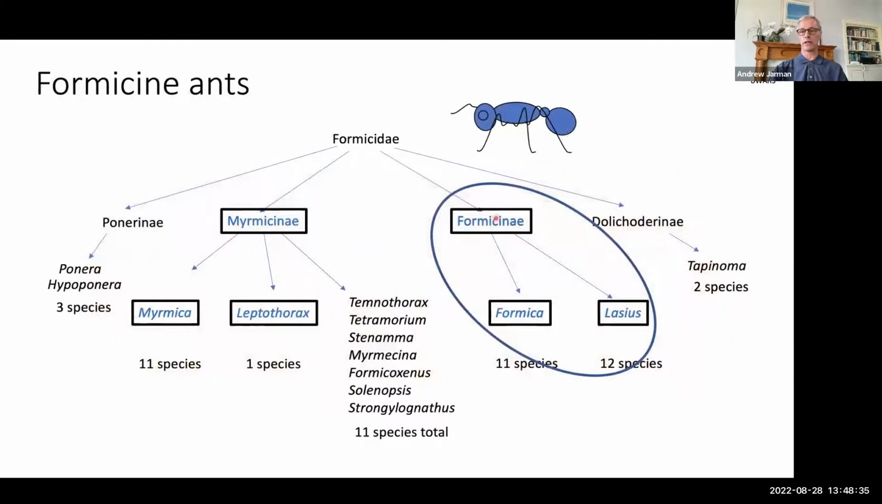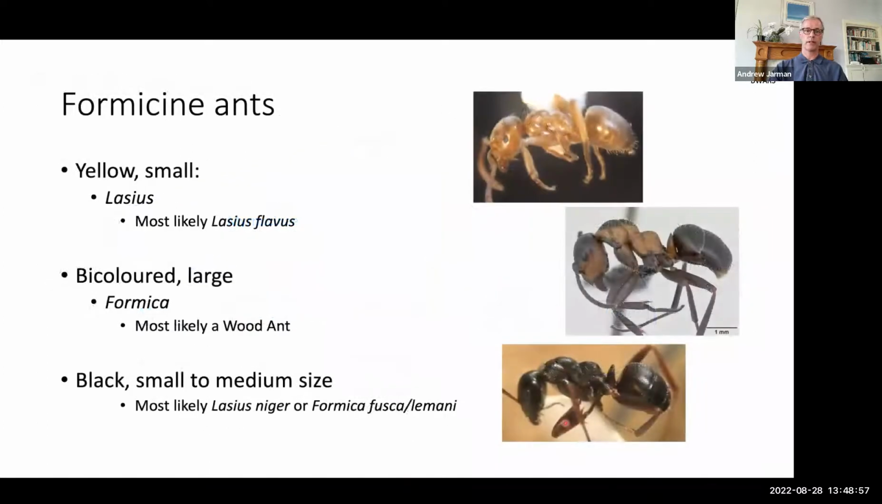So now, let's say the ant we're looking at has a one-segmented waist. We know it's most likely a Formicine ant. So that narrows it down straight away to either a Formica or a Lasius. And there are common species in both those genera. So how do we tell apart Formica from Lasius?